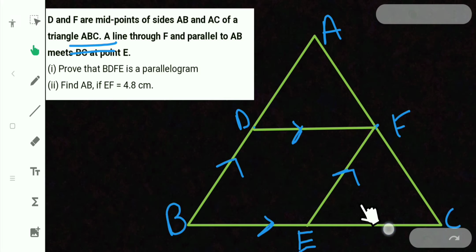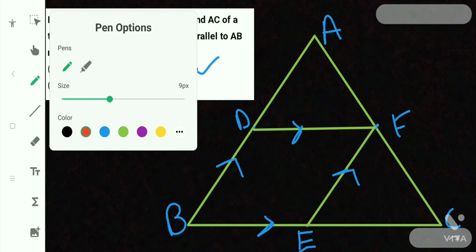So definitely BC will be equal to BE plus EC. So BE will be equal to EC, which will be equal to half of BC. So like that also you can prove, as DF is equal to half of BC. But what I prefer is like this I have proved, as it is simple. One is given in the question itself. Okay, now second part of the question. First part is done.